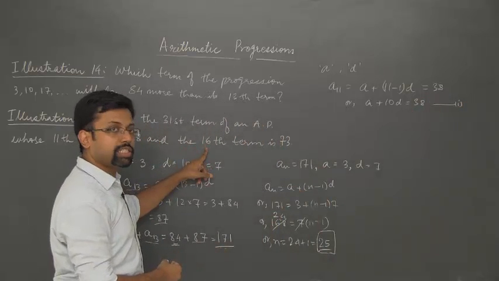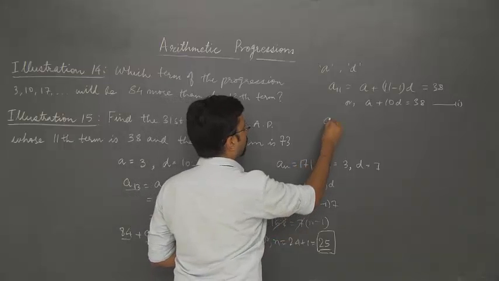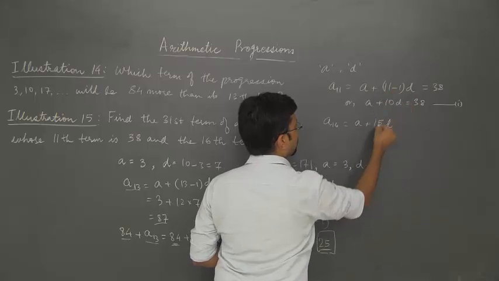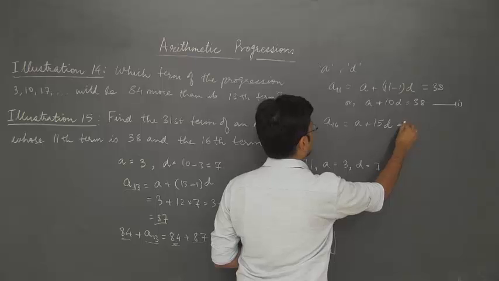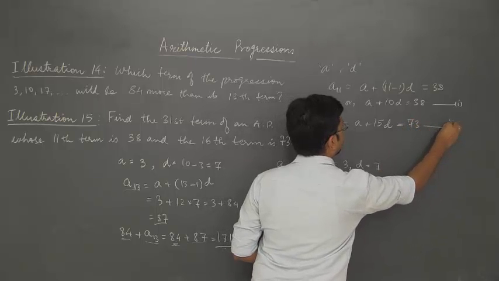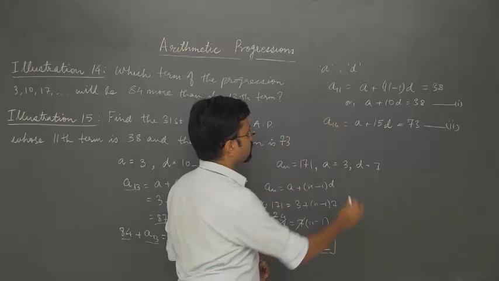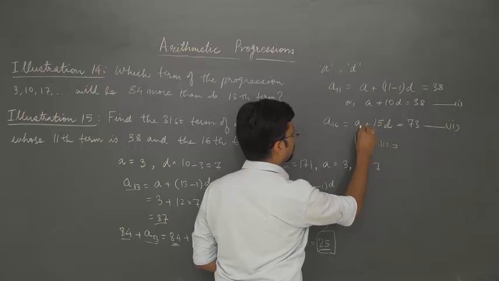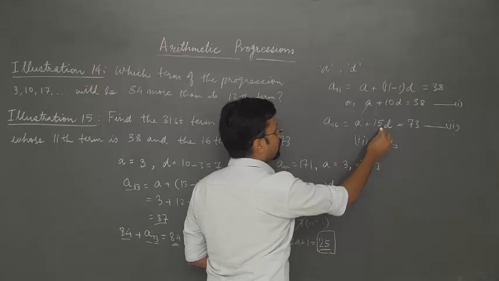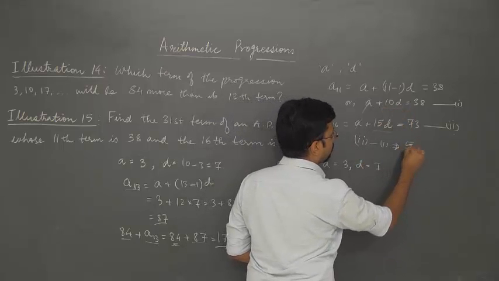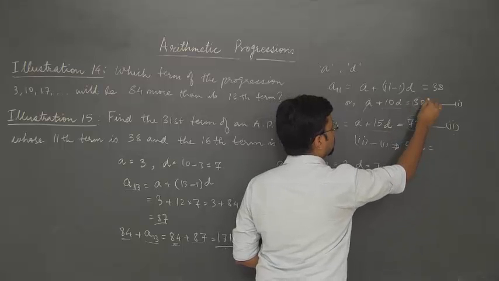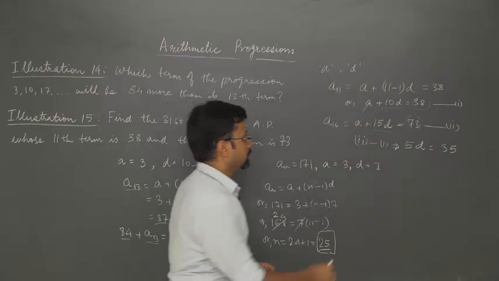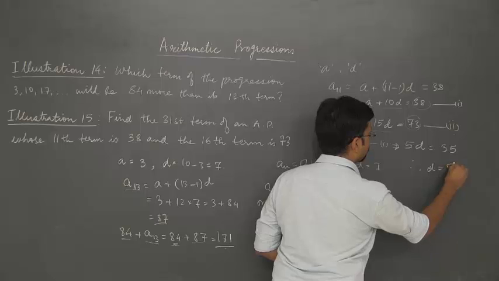It is also given that the 16th term is 73. How do we write the 16th term? It's A plus 15D. It will be 16 minus 1, so it will be 15. I have written it straight away, and this is equal to 73. This is equation 2. If you subtract 1 from 2, what do we get? A will cancel out. 15D minus 10D will be 5D, and 73 minus 38 is 35. So from here we get D equal to 7.